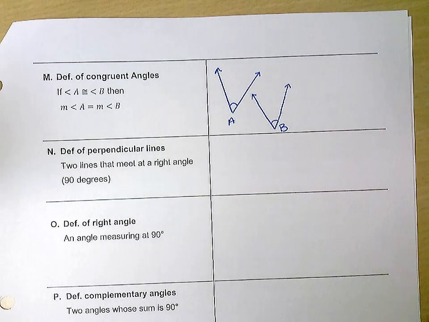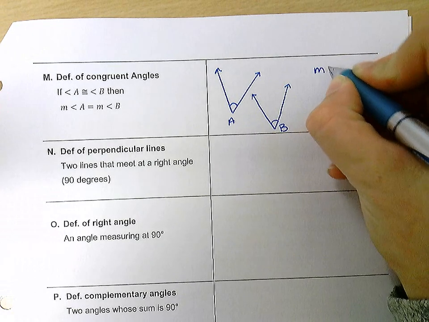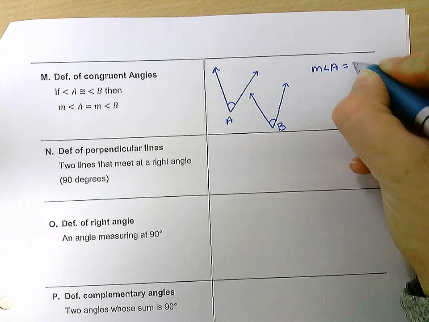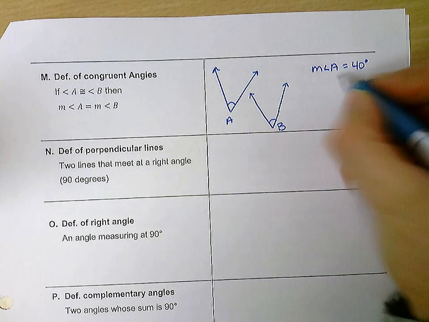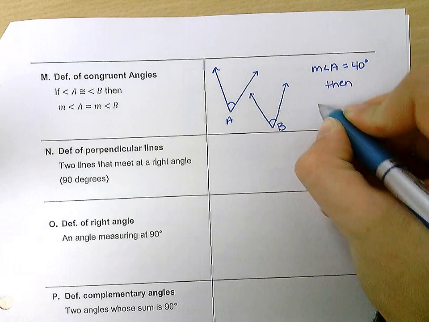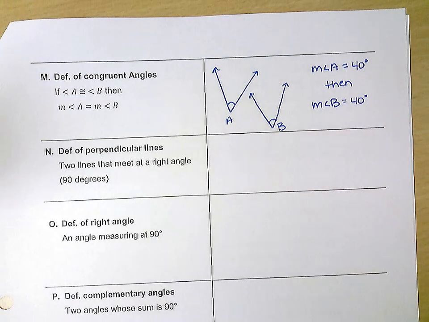Then I can switch it to equal measures. Since they're congruent, and if I know the measure of angle A is 40 degrees, well then the measure of angle B would also have to be 40 degrees because those were congruent angles. So if they're congruent, their measures are equal.